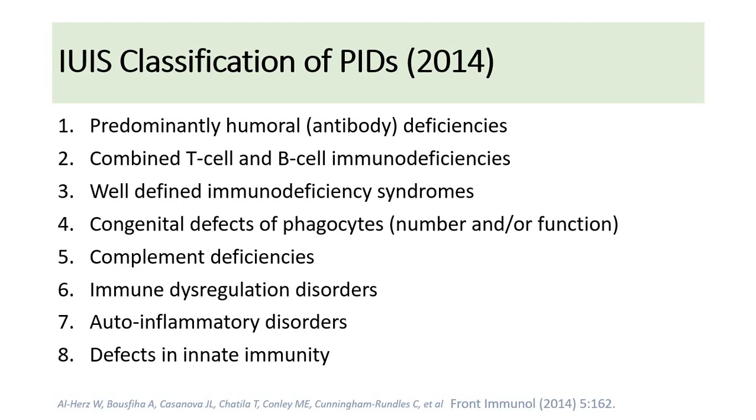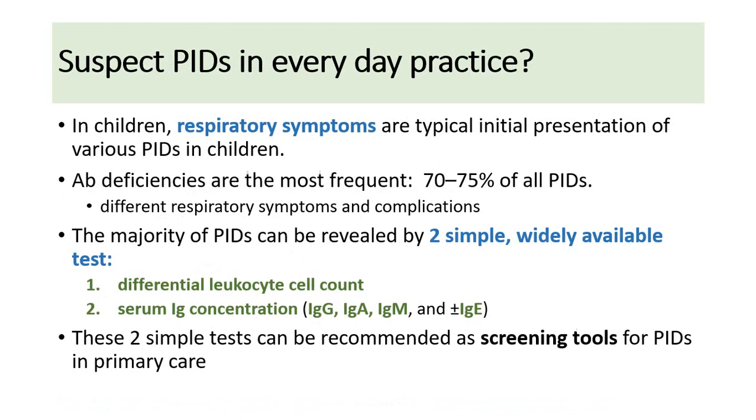The fourth is congenital defects of phagocytes. The defect could be in number or in function. There are the complement deficiencies. The sixth group is the immune dysregulation disorders. The seventh are the autoinflammatory disorders. And finally, the defects in the innate immune system.